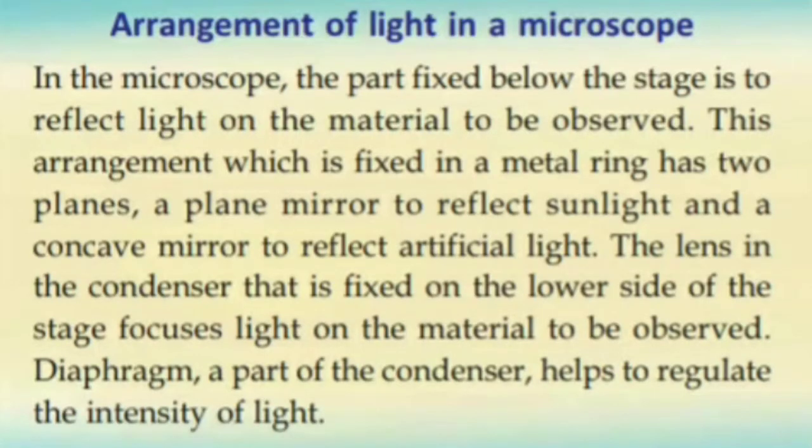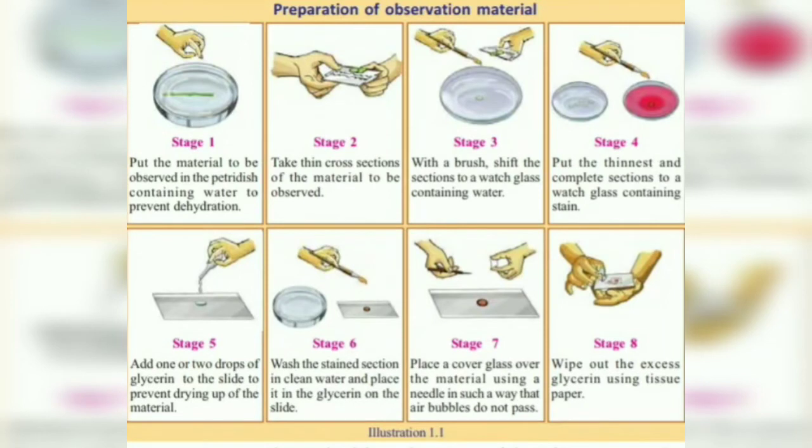How to prepare the observation material? Okay, let's study it. Preparation of observation material. Stage 1. Put the material to be observed in the petri dish containing water to prevent dehydration. Stage 2. Take thin cross sections of the material to be observed. Stage 3. With a brush, shift the sections to a watch glass containing water.